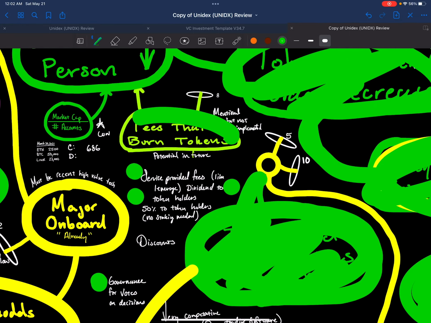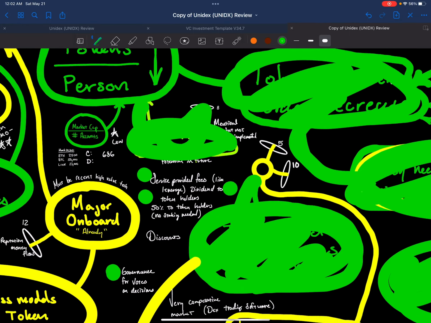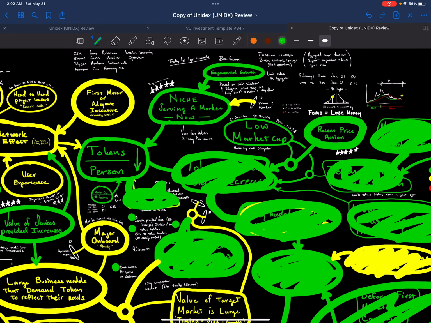Fees that burn tokens. It had that in the past. It does not have it now, so I put it as neutral. It could possibly bring it back in the future if they decide to. I don't know why they got rid of it. I didn't find an answer for that, but they did get rid of their fee burning mechanism. And for now, they have a model where they just get paid 50% dividend.